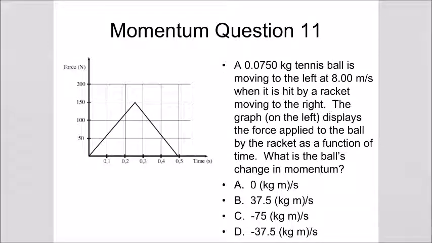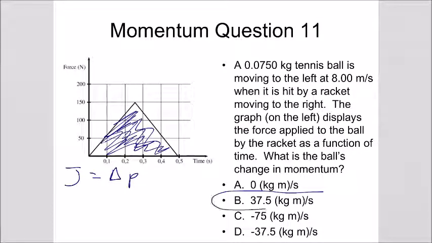All right, this problem 11 again looks like the same kind of ball, but this time it says the graph displays the force applied by the racket. What is the ball's change in momentum? Well, in the last problem we found the impulse, J. We know J is equal to change in momentum. So there's no work really to do here. The area under a force-time graph is both impulse and change in momentum. We found that in the last problem to be 37.5.